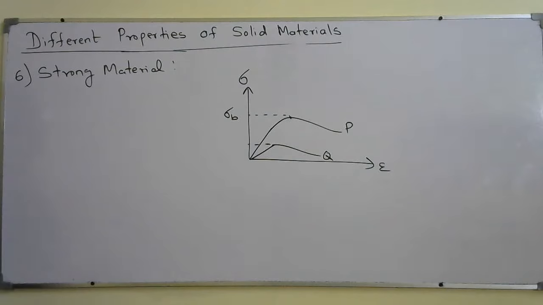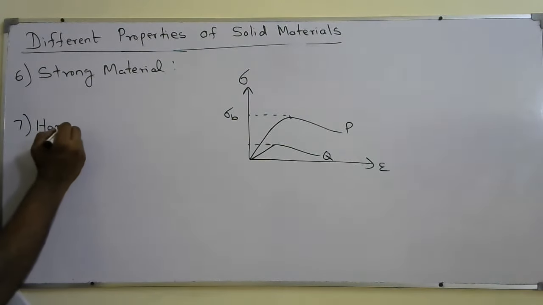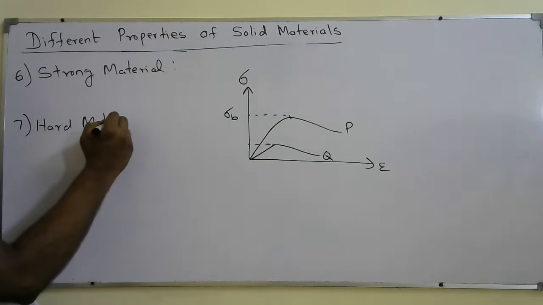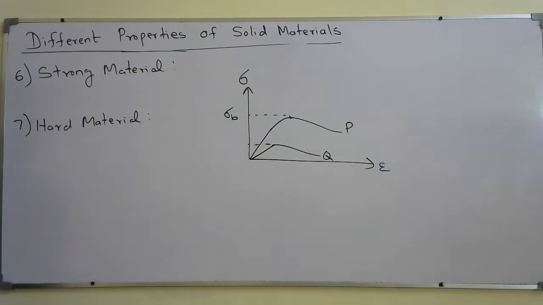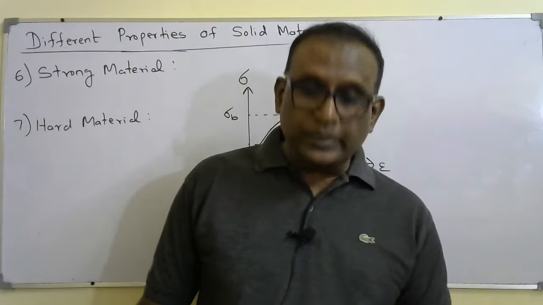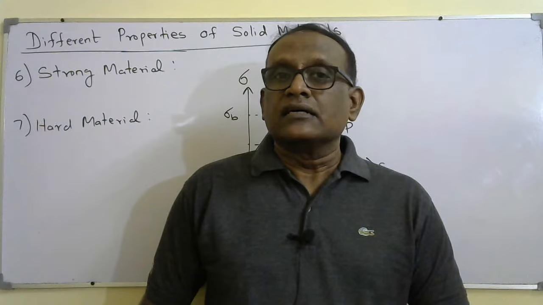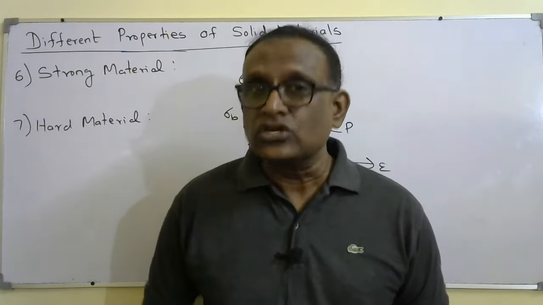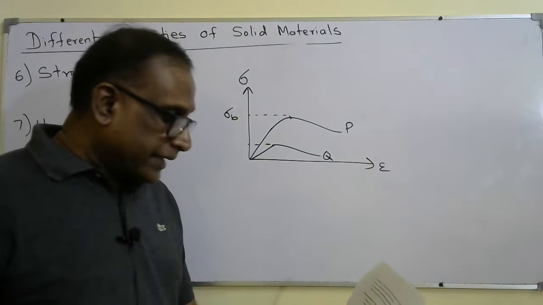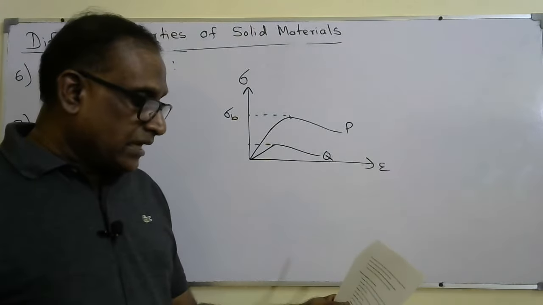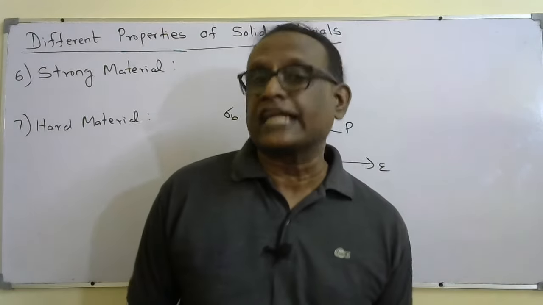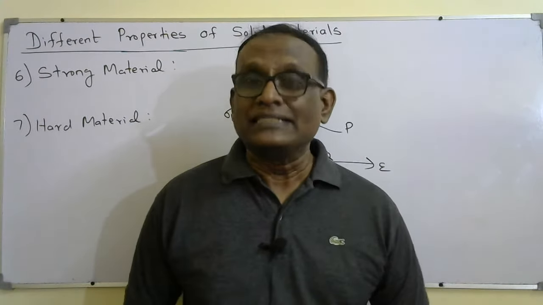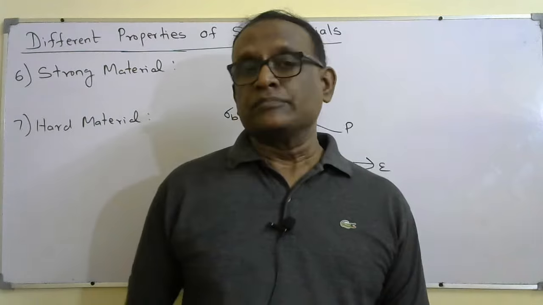Then the seventh one is hard material, hardness. Hardness is something related to the surface. It cannot be shown by a graph. That means difficult to scratch. The material that resists scratching is called hard material. So hardness is a surface property. The harder the material, the more difficult to scratch its surface. Good example, diamond. Diamond is the hardest material because it is difficult to scratch its surface.